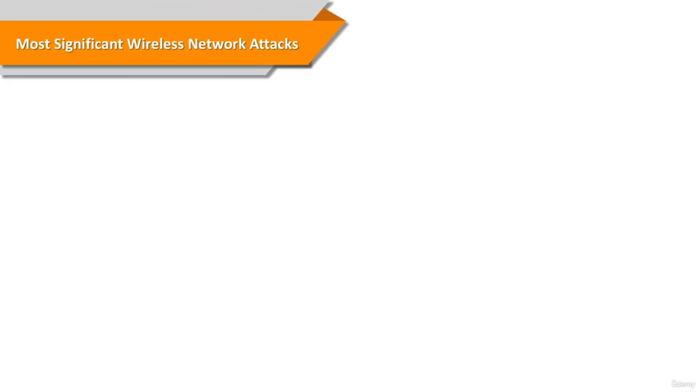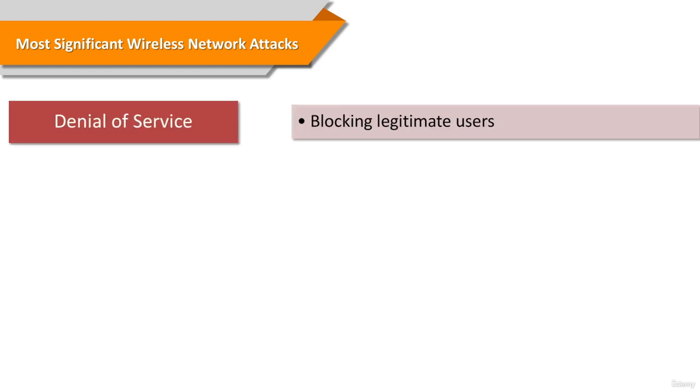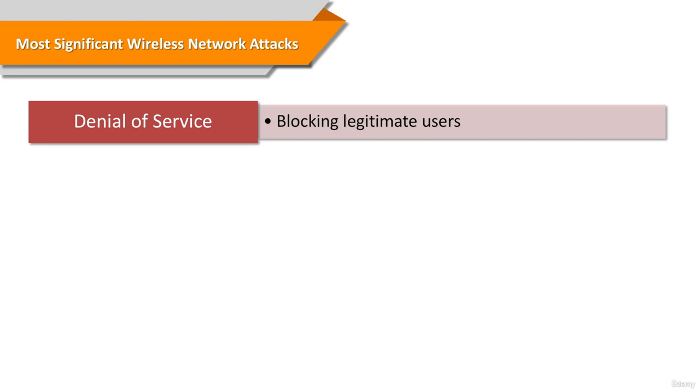Now, since this is a course for penetration testers, we really need to talk about the weaknesses of the wireless network infrastructure. So here are some of the most significant vectors for wireless attacks. Denial of service. Blocking legitimate users on a wireless LAN is trivially easy, even if the network is carefully constructed.